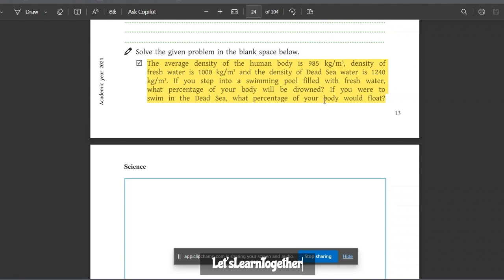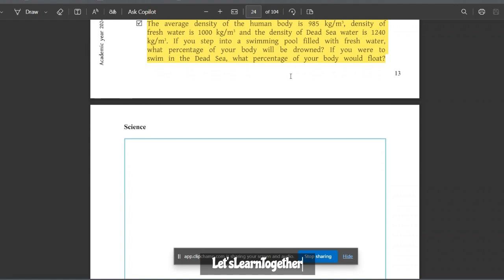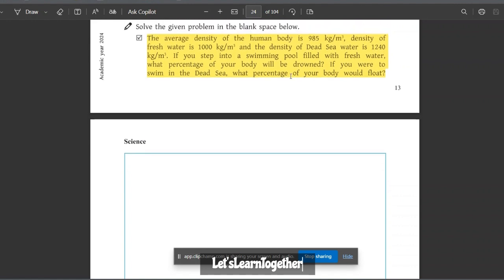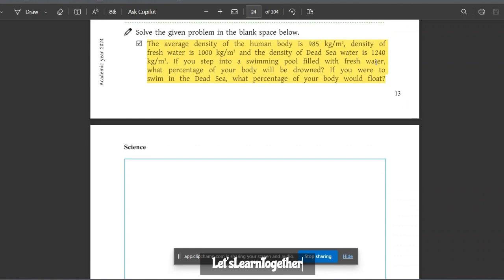So in both of these waters, the human body would float, because as the density of the human body is less than the density of fresh water and dead sea water, that means the weight of the human body will also be less. And as the weight of the human body will be less, consequently the buoyant force applied by these water bodies would be more on that object, and as the buoyant force will be more, they will obviously float.